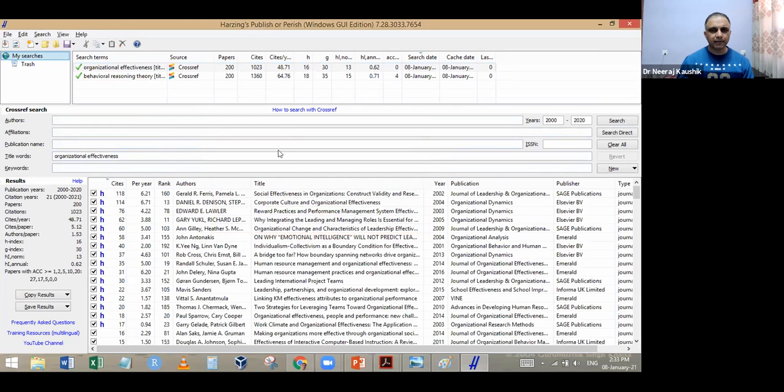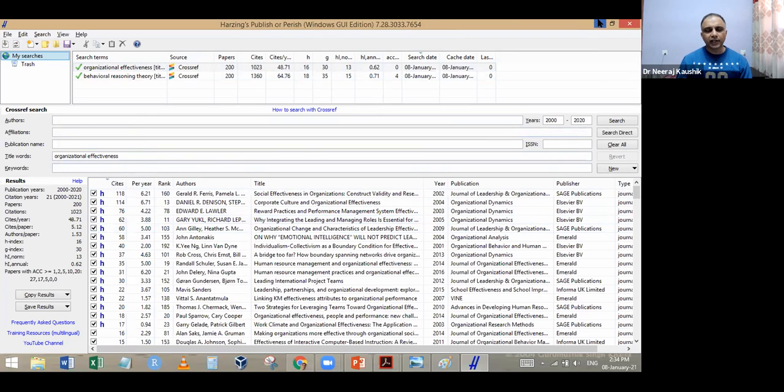This is the version which I downloaded just this morning. But whenever a new version is there, you get an alert that a new version is available. So these are cited by 118 persons on organization effectiveness. So the first thing is always look for the most cited papers in your area, and those must be there. Obviously, the relevant ones should be in your paper, in the review, etc.